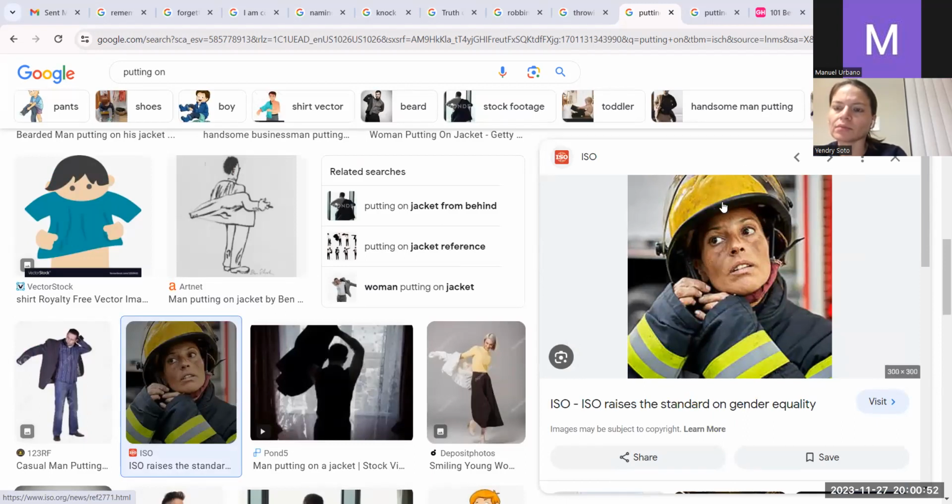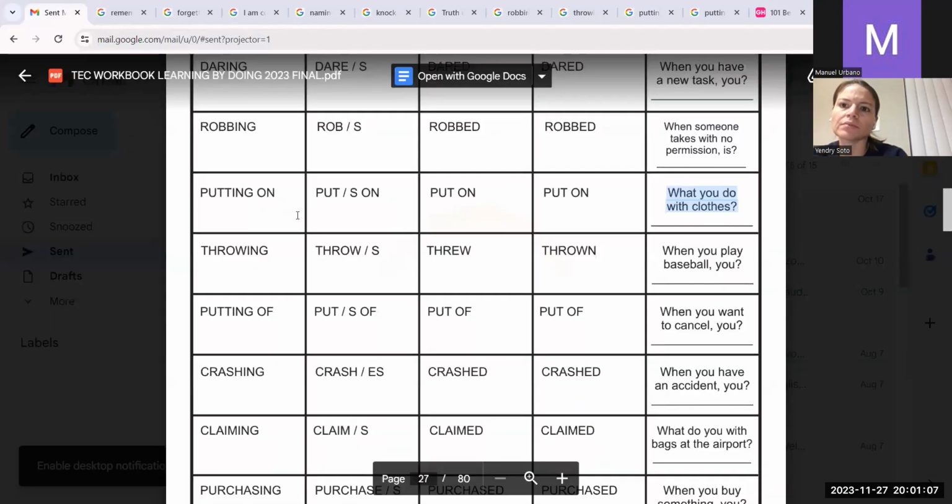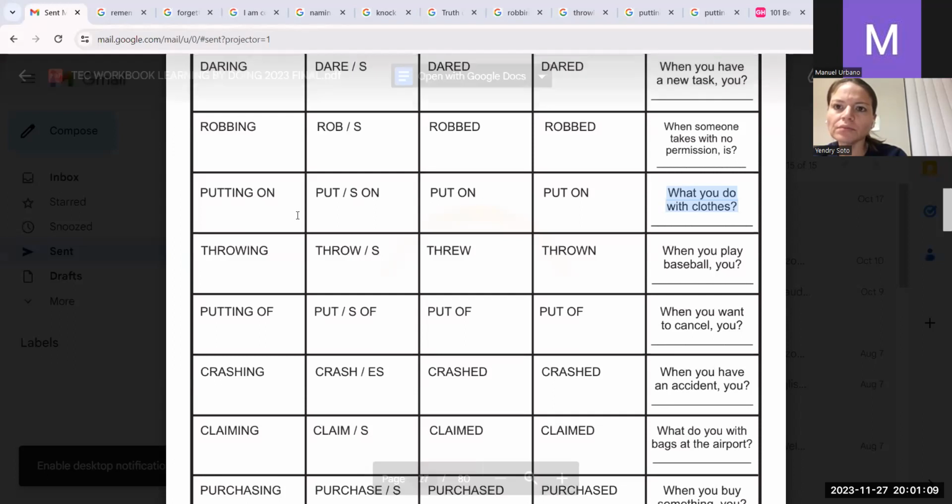Okay. So let's practice. She is putting on a helmet. Helmet, yeah, putting on. Right, so that's putting on. That's what it is. Now let's practice with this one.